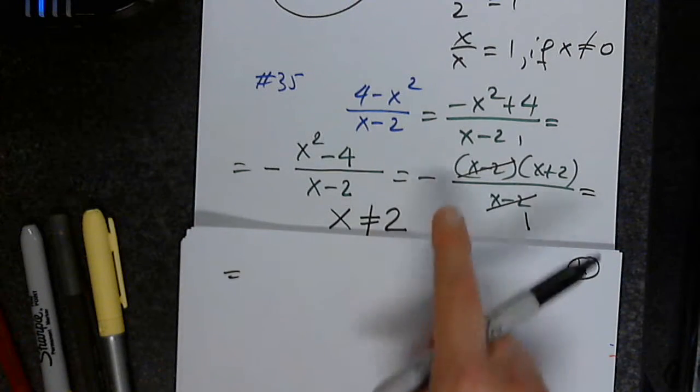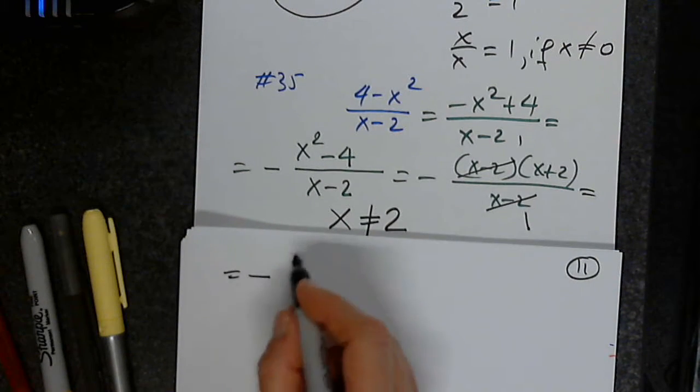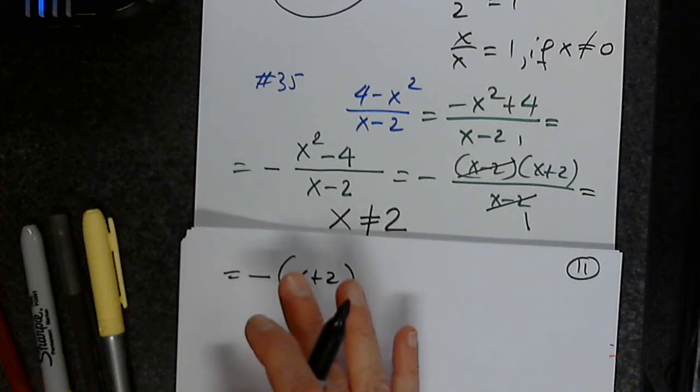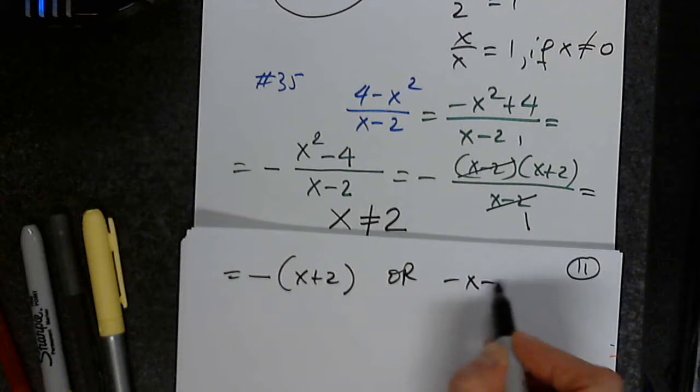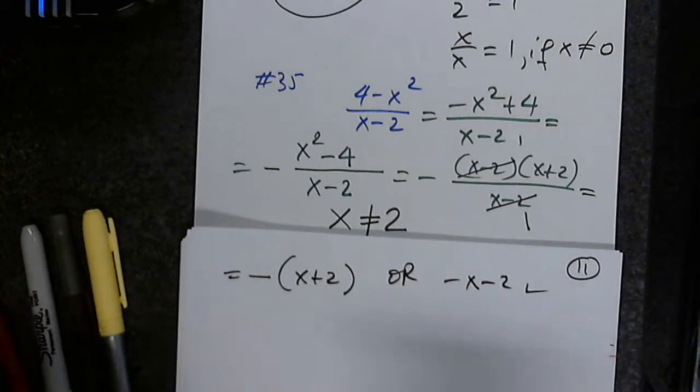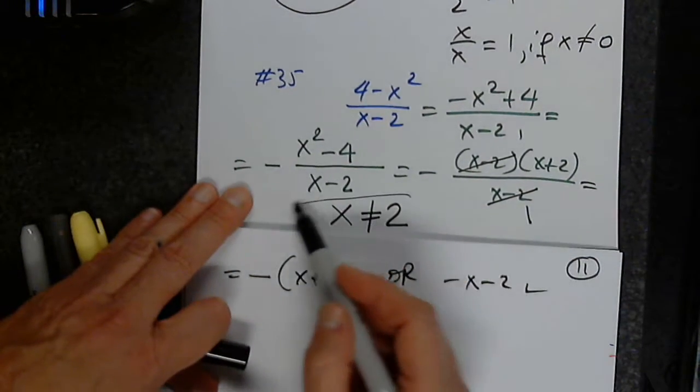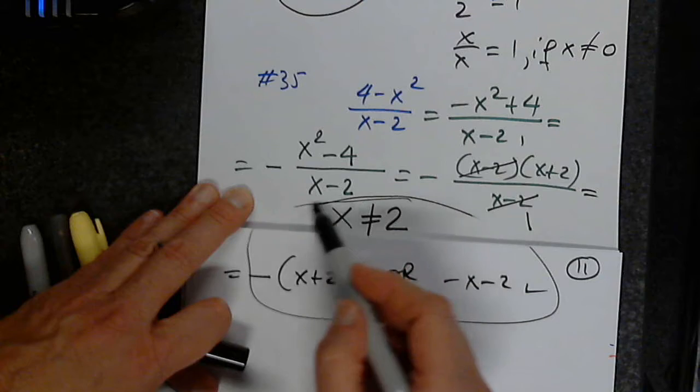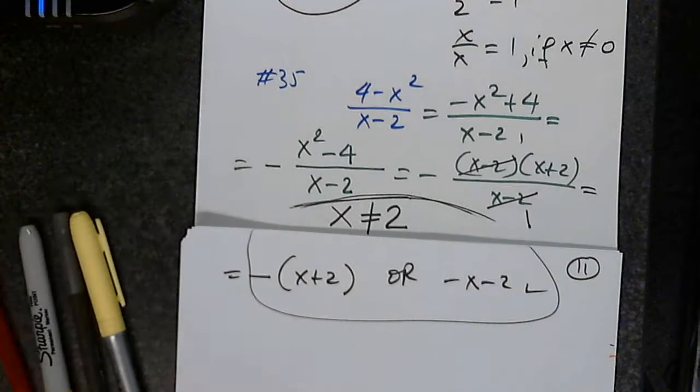X plus 2. But there is a minus in front. Negative x plus 2, either this, which I prefer, or this, which I don't really prefer, but I'm fine with it too. So the correct answer is this. So the answer is negative parentheses x plus 2 only if x is not 2. You said negative in front. Shouldn't that change the denominator to x plus 2? Yeah, into negative x plus 2, but I don't want to do that. I want everything to have a positive leading coefficient so I don't mess it up.